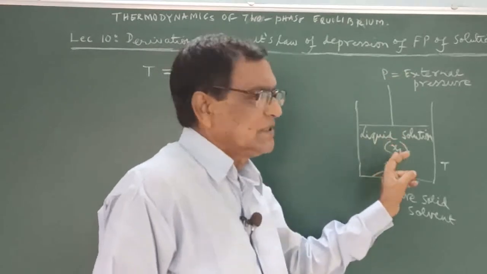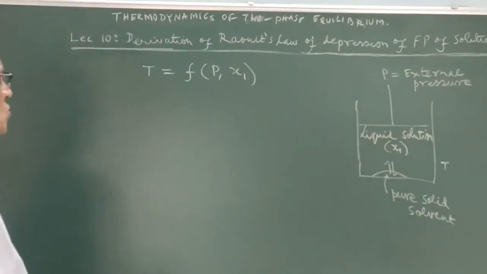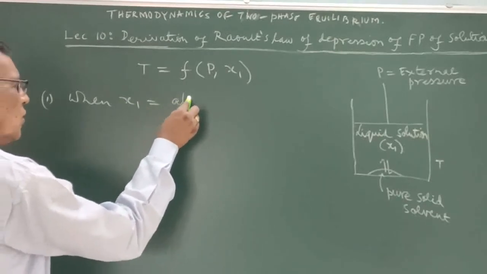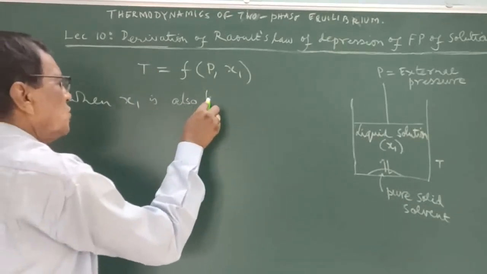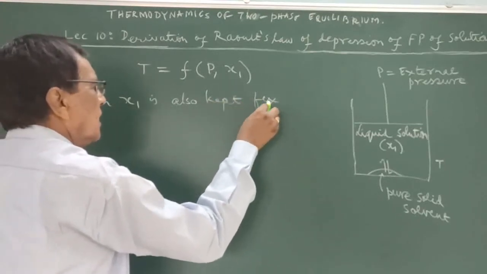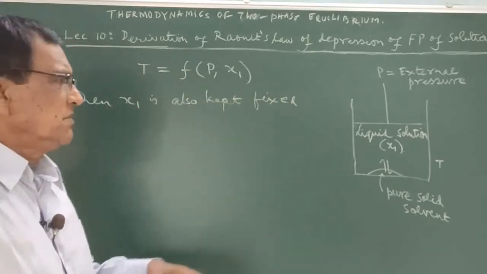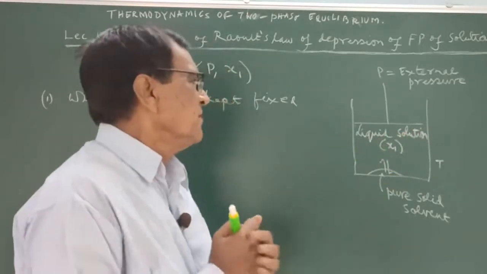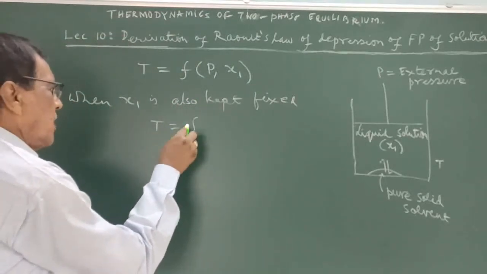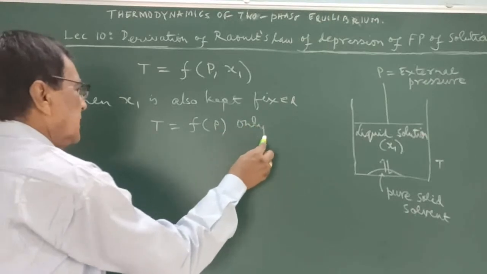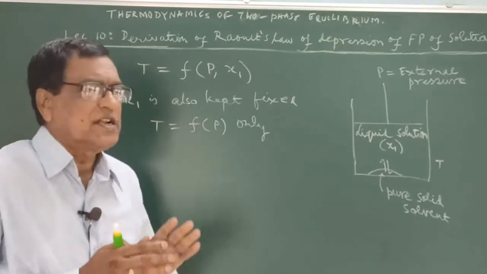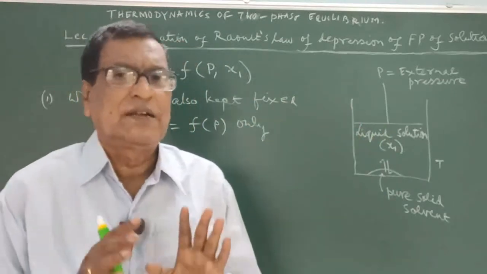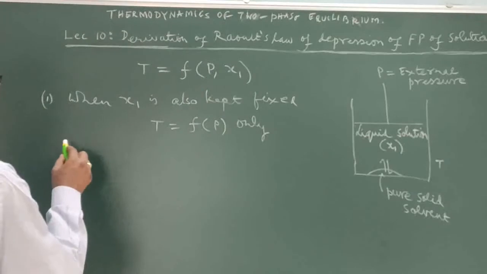Both are the same under the pressure P and mole fraction of the solvent x1. When x1 is also kept fixed, meaning the mole fraction of the solvent in the liquid solution is kept fixed, then T is a function of P only. It means that if under these conditions we change the external pressure, then the equilibrium temperature is also changed. How this change occurs is described by the derivation of the Raoult equation.